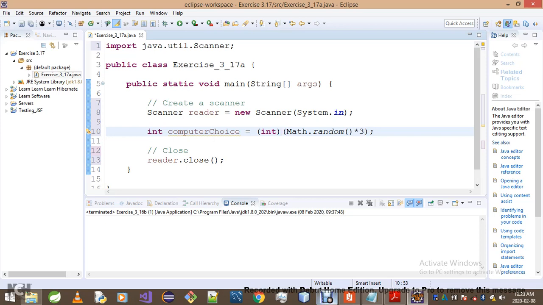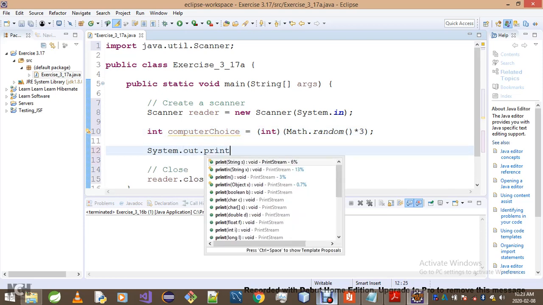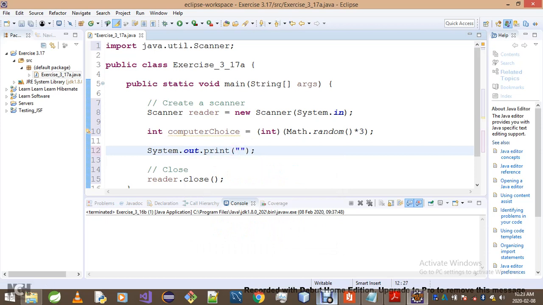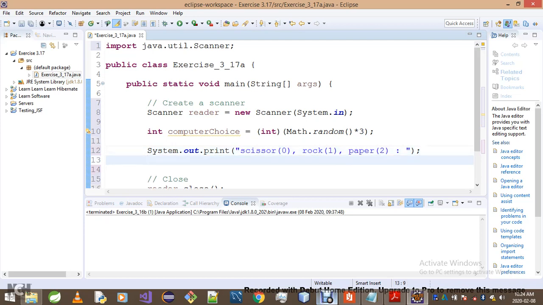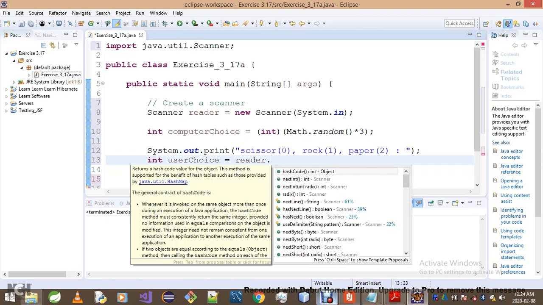What else do we then do? It is time we prompt the user, System.out.print. We gotta prompt the user: let's just go scissor, I'll put a zero for scissor, a comma, rock corresponds to one, and then paper corresponds to two. I hope everyone is with me here, you folks. And I'll simply call that userChoice. I'm used to calling my scanner scanner, but this time around, reader.nextInt.